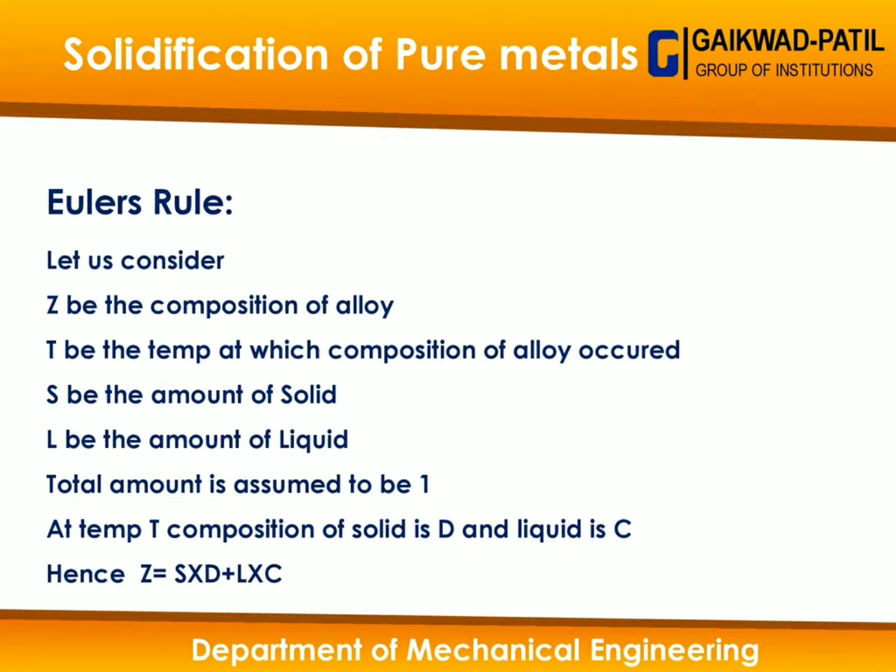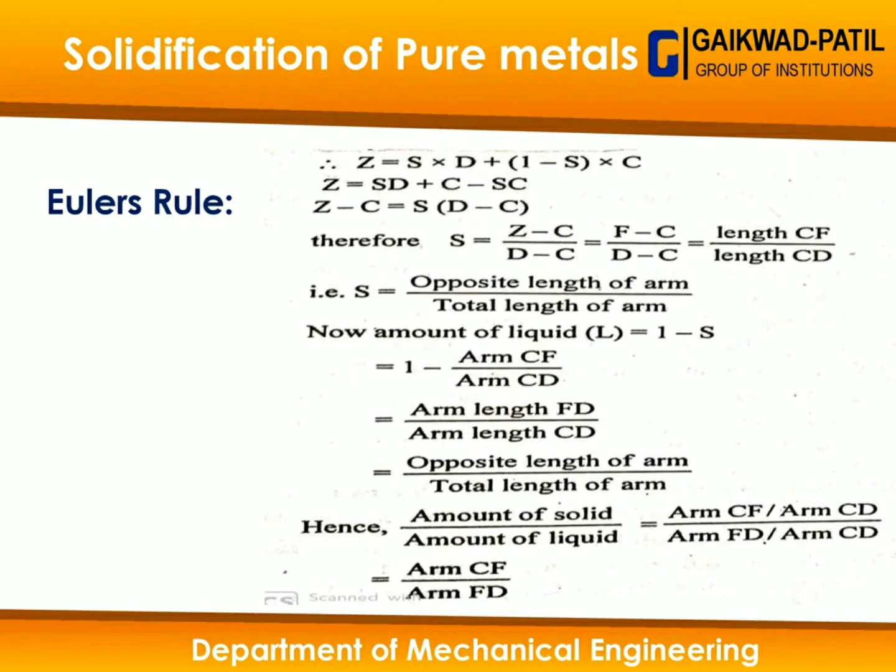Z is equal to S into D plus under root under bracket 1 minus S into C. When we simplify this equation in the form Z is equal to SD plus C minus SC, and further remove the common terms, we get Z minus C is equal to S into D minus C. So therefore, we can easily calculate the amount of solid out of it. S is equal to Z minus C upon D minus C.